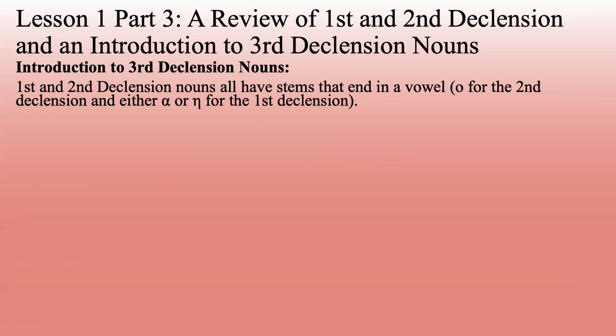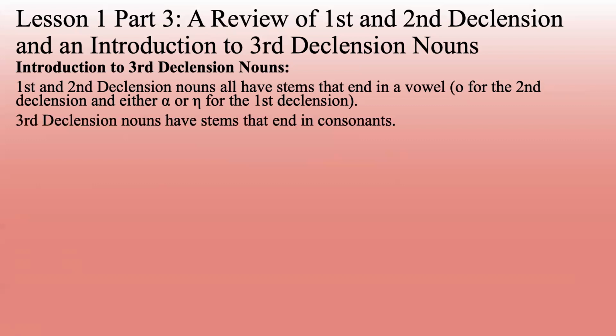There are three main groups. First, those whose stems end in alpha or eta. Second, those whose stems end in omicron. And third, those whose stems end in consonants. Third declension nouns have stems that end in consonants. So there are three different patterns that our nouns are going to follow.